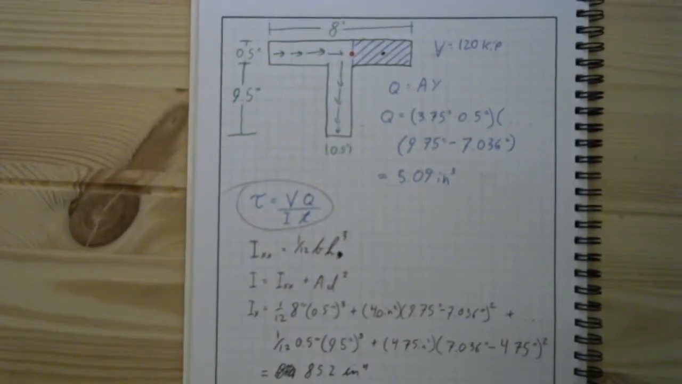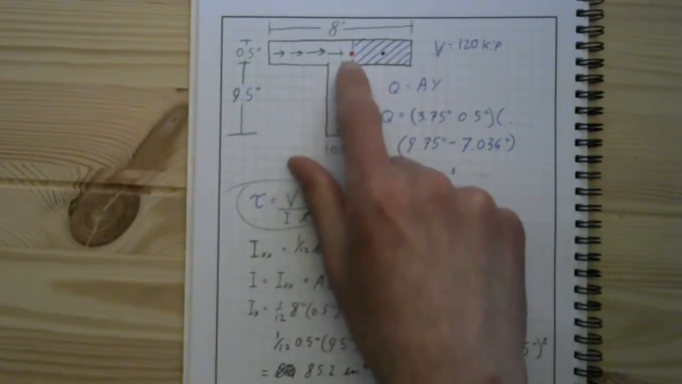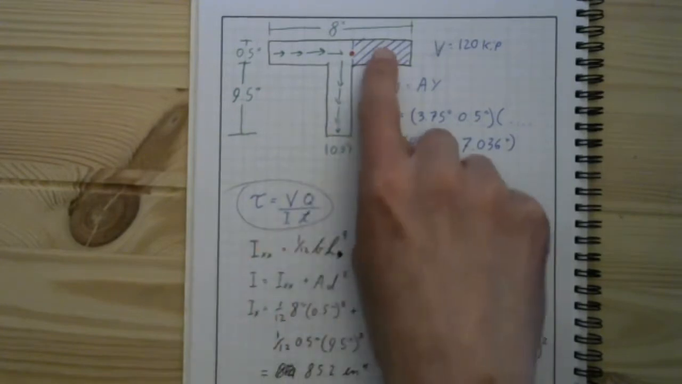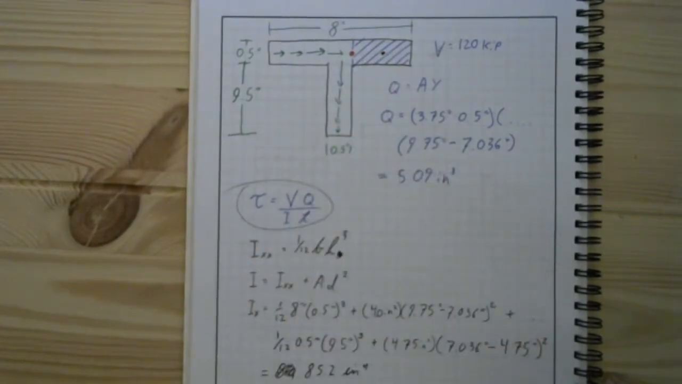Welcome to the video for the 17th through 19th questions on the example exam. In this one, we'll go through finding the shear stress at this point, finding the first moment of area for this point, finding the second moment of inertia for this simple cross-section, and finding the maximum shear stress.